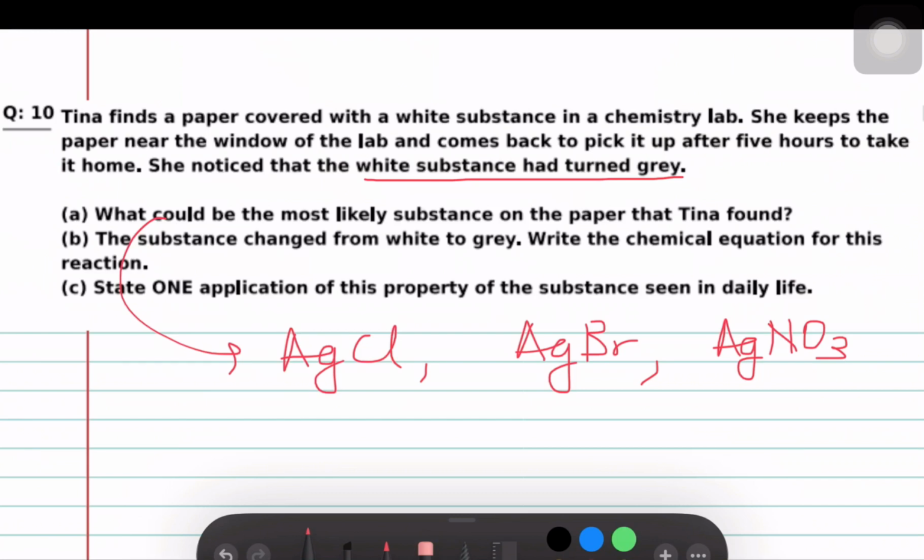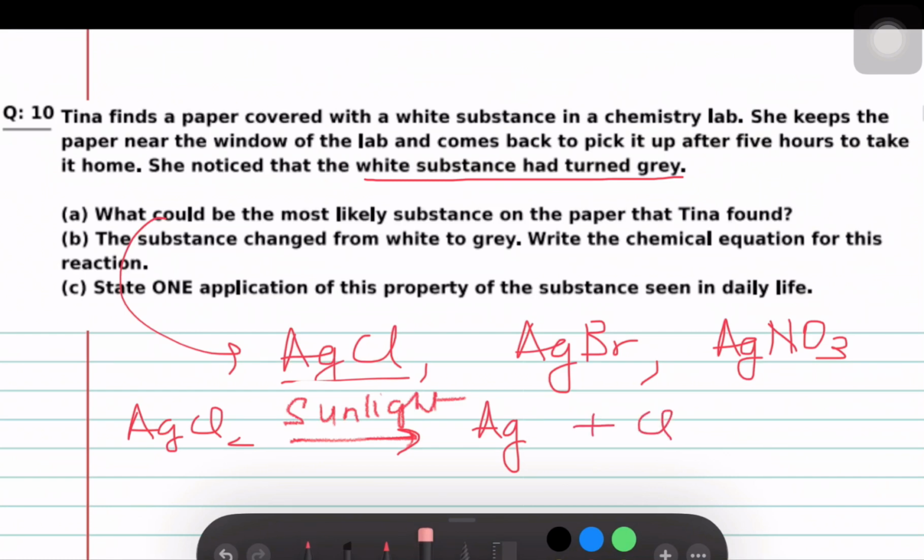Write the chemical equation for this reaction. Okay, let's see. Silver chloride, upon being photodecomposed, or let's make it simple, let's write sunlight. When it's kept in sunlight, it decomposes into silver, metallic silver, elemental silver, and chlorine gas. Oh, I'm sorry, I've made a mistake here. It's AgCl, not AgCl2. The valency of silver is 1, and this is now Cl2. So this is how we balance. You can write the same reaction with AgBr also.